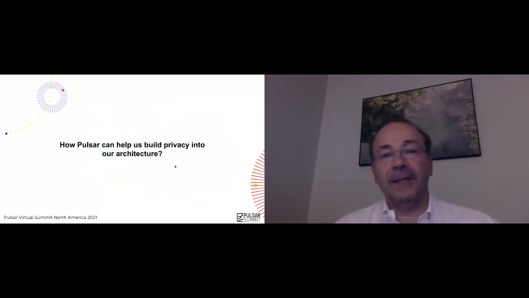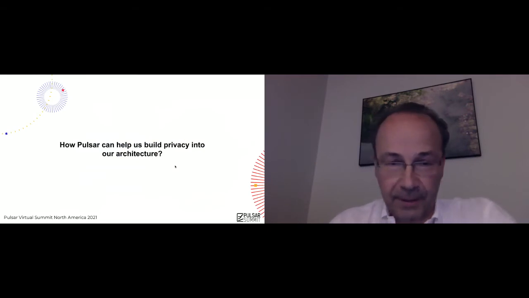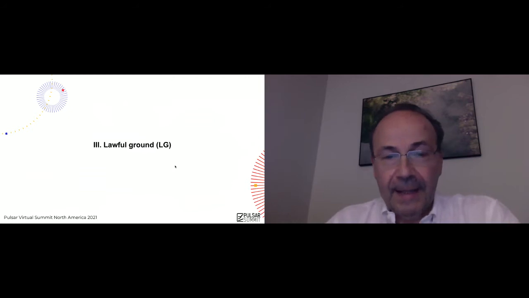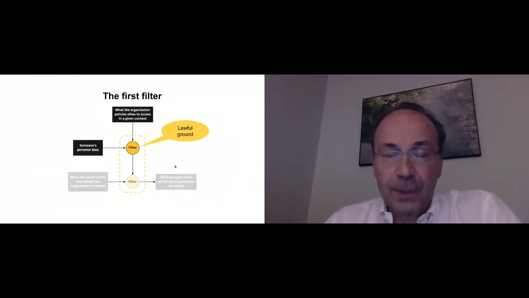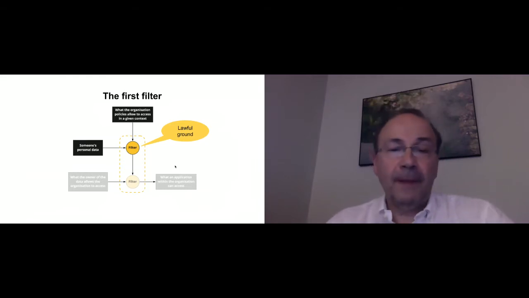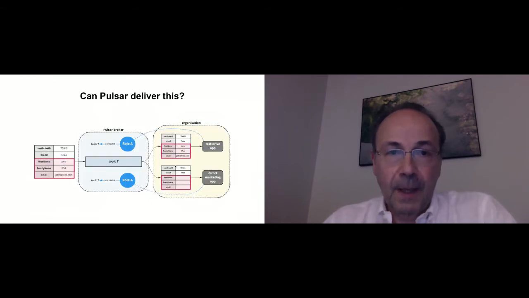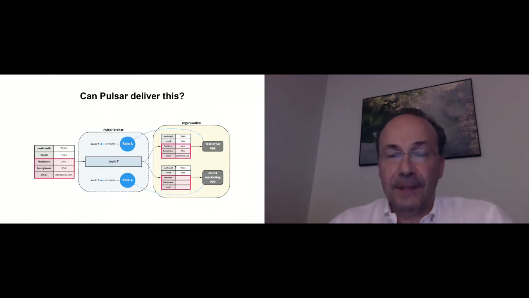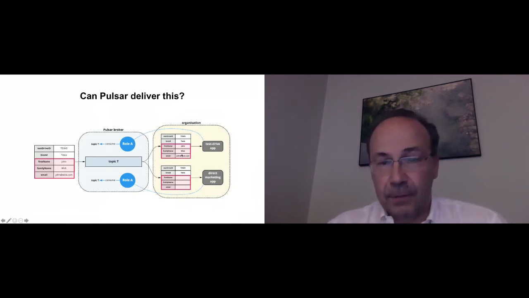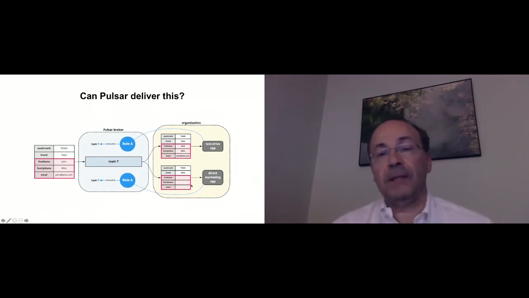How can Pulsar help us build privacy into our architecture? Let's check lawful ground first. Let's find the first filter. The basic question is, can Pulsar deliver this? So what we have in this picture: the test drive application gets all the data, while the direct marketing application does not get the personal data because it doesn't have consent.